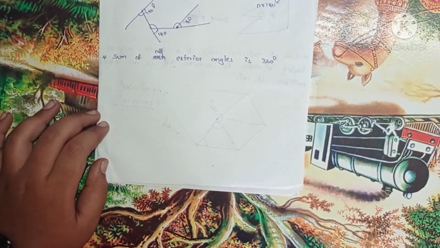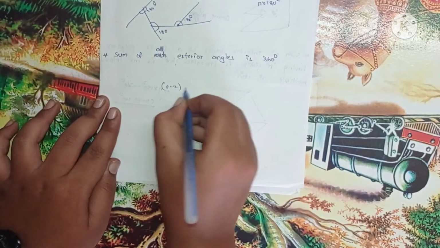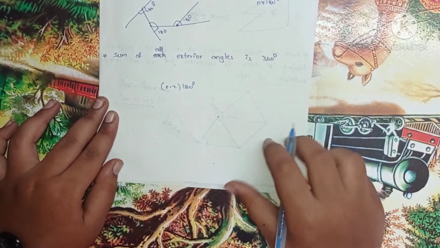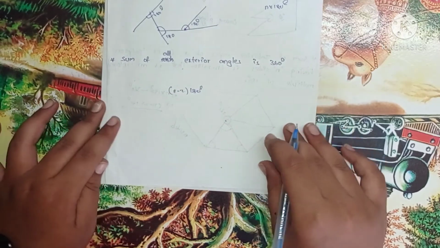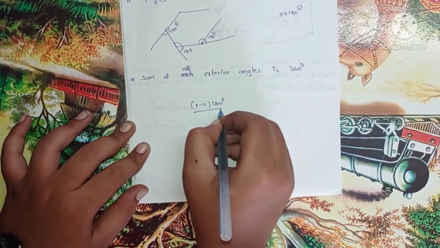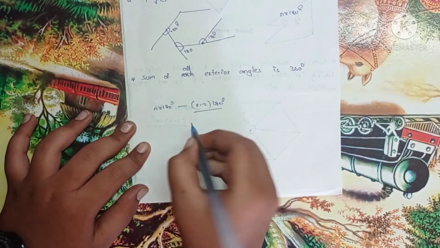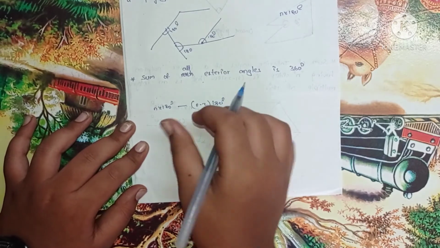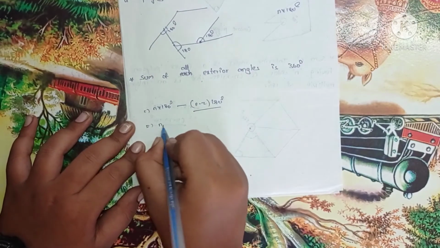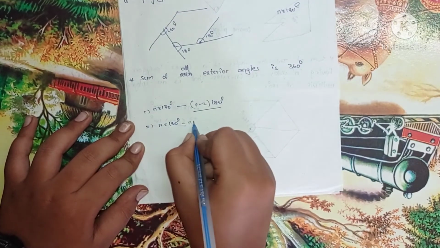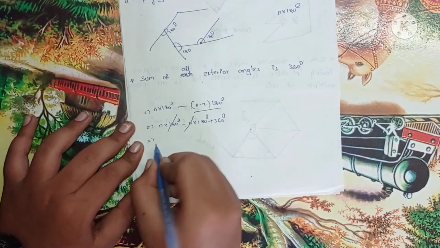So we will derive it also. We know that the sum of all interior angles of a polygon is (n minus 2) into 180 degrees, and the sum of interior and exterior angles of a polygon is n into 180 degrees. So we will subtract the sum of interior angles from the sum of interior and exterior angles: n into 180 degrees minus (n minus 2) into 180 degrees. It will give the sum of all exterior angles in a given polygon. So we get n into 180 degrees minus n into 180 degrees plus 360, which gives us 360 degrees.